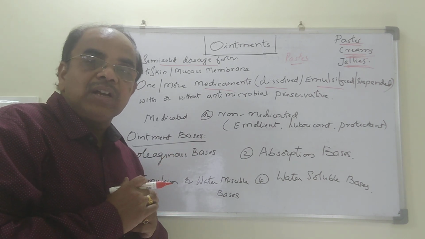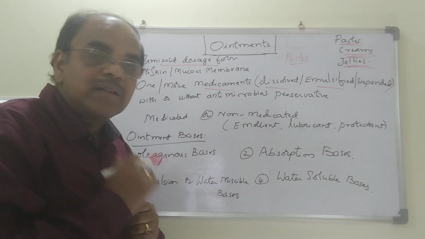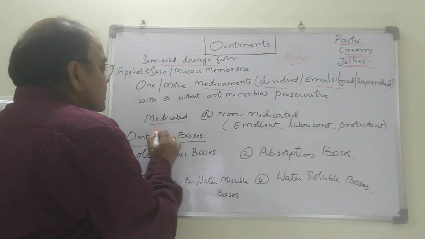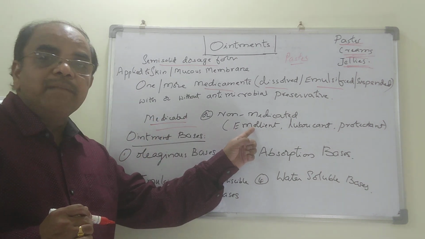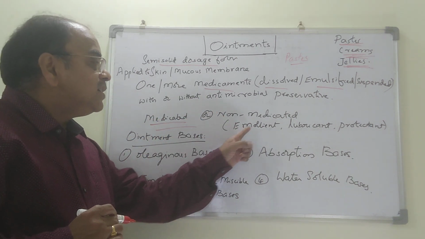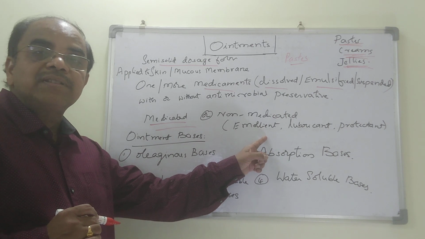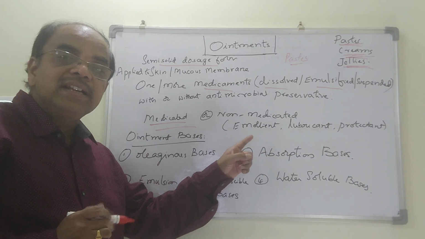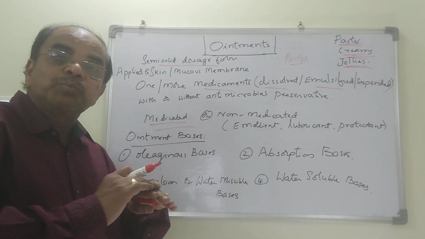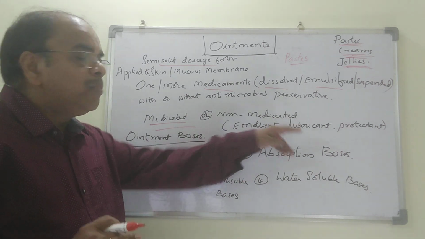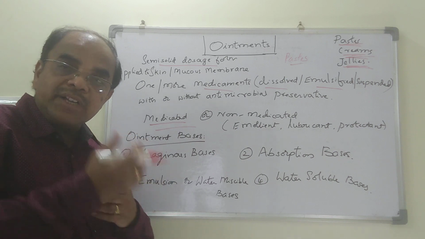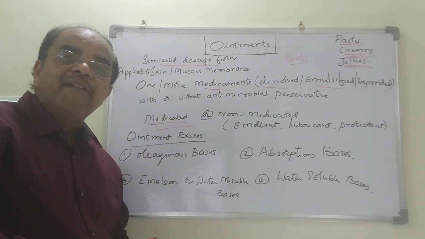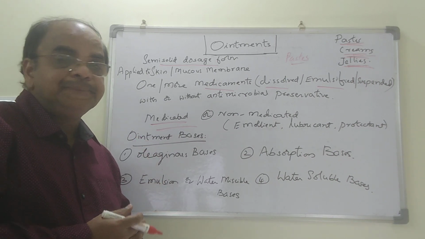Now let's come to the ointments. I told you the definition of the ointment. Now, what are the different types of ointments? It may be medicated or non-medicated. Non-medicated may serve the purpose of an emollient. What is an emollient? It keeps the skin in a smooth condition. Lubricant and protectant. Medicated ointments, depending upon the medicament used, have their own therapeutic activity.